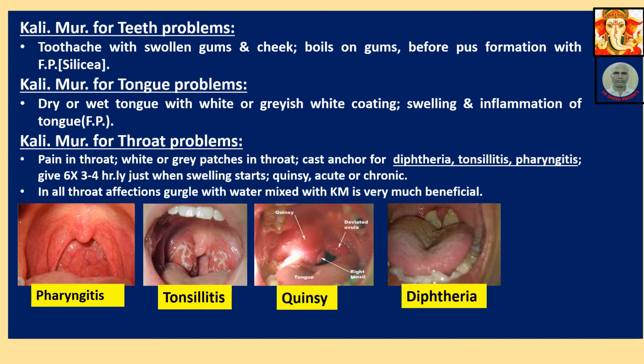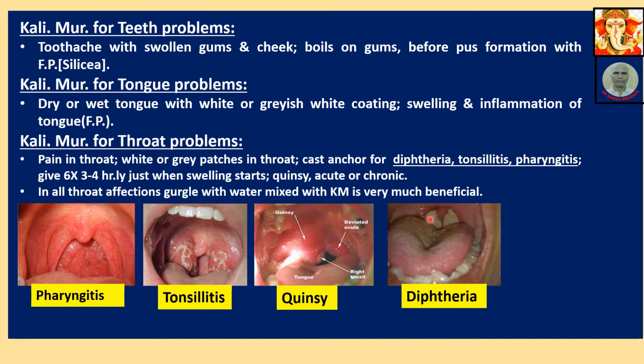Now the images. The first one is pharyngitis. This is the oropharynx, and this whole portion is inflamed. That is pharyngitis. Tonsillitis: clearly see the tonsils are swollen and with streaks of pus. Quinsy: this is quinsy. A boil has formed on the tonsil, so that the uvula is pushed aside. The abscess is so big that it has pushed the uvula to the side.